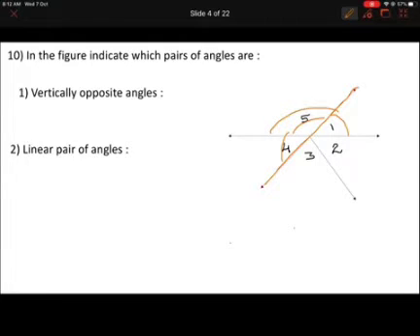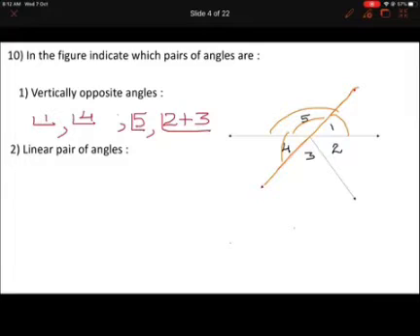Linear pair of angles, because together they have the sum as 180 degrees. Okay, let's see what the answer is. So angle 1 and 4 form a vertically opposite pair of angles, and angle 5 together with angle 2 plus 3 form a vertically opposite pair.